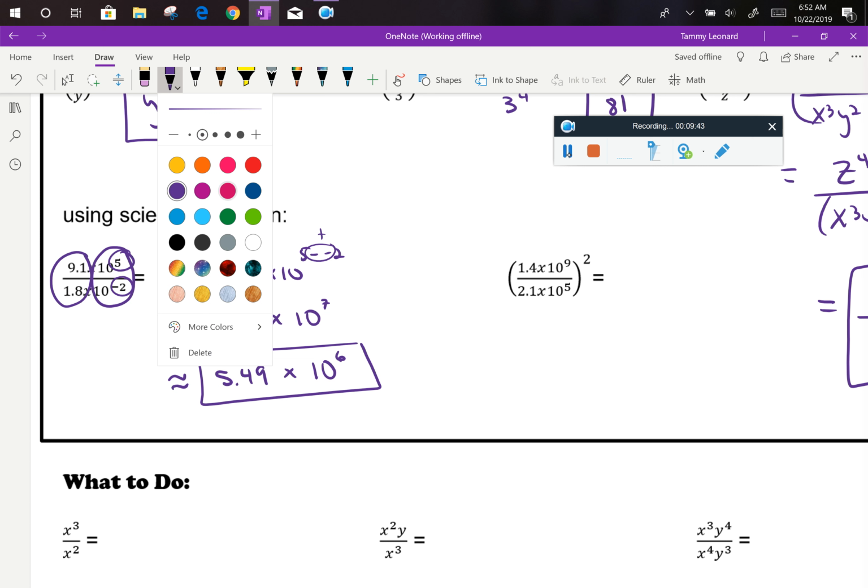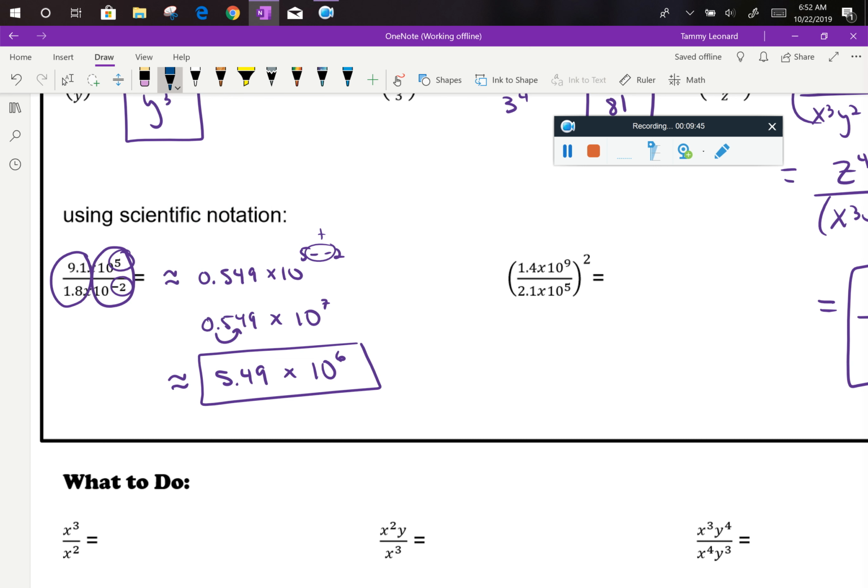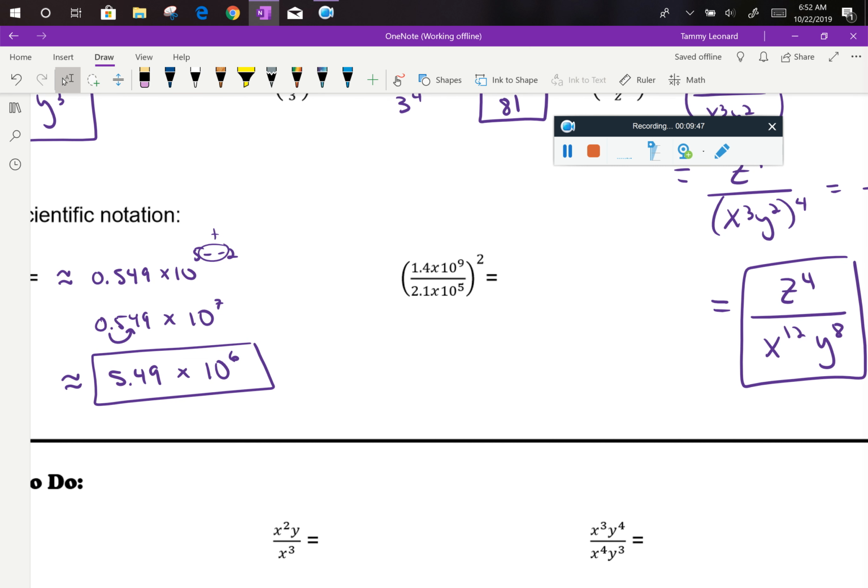For our final problem, we're going to have one that we have to square. So you have some options. I would probably try to simplify inside first and then apply the square, but it can be done the other way, and you'll get the same answer. If I start by taking 1.4 and dividing it by 2.1, I'm going to get 0.6 repeating, which is basically 2/3.